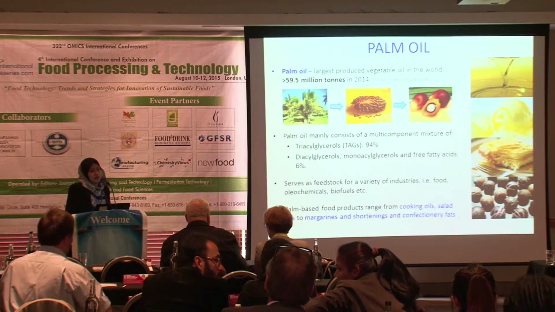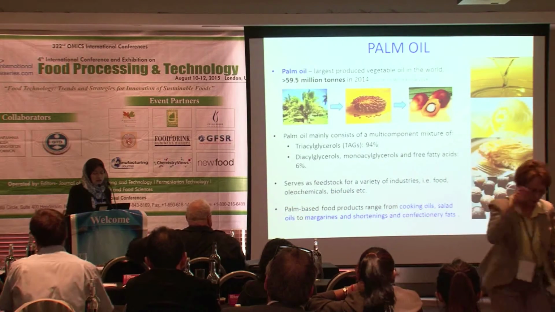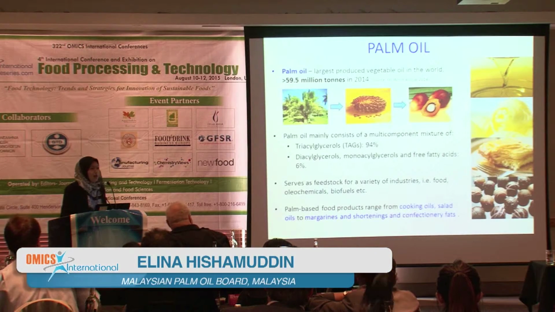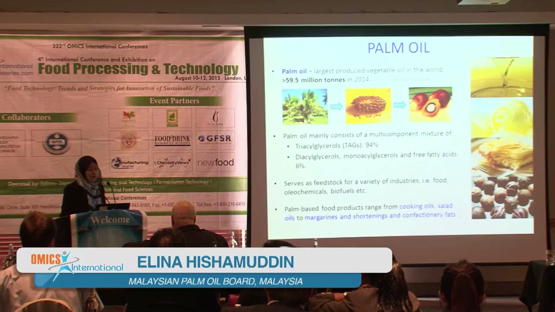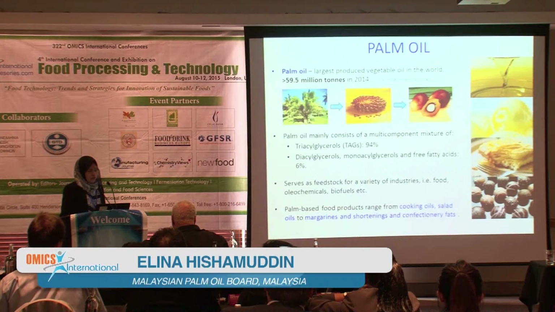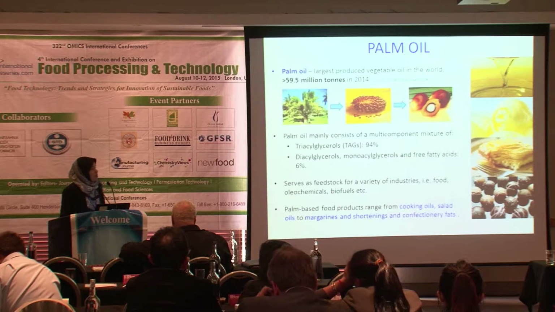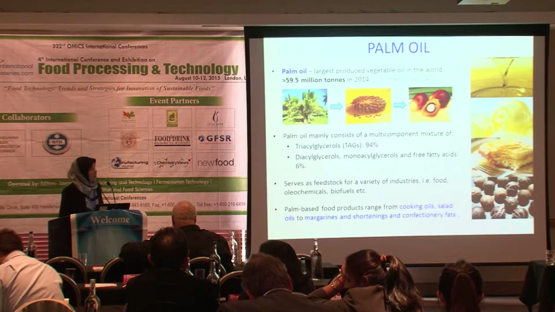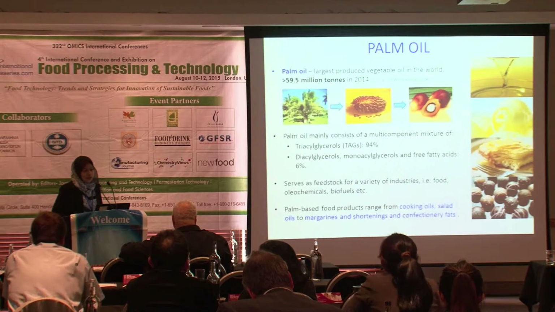Palm oil is usually used in a variety of industries such as the food, oleochemicals, and biofuels. And within the food industry, worldwide, palm oil is used for the production of cooking oils, salad oils. We also use palm oil for the production of margarines and shortenings, and also as a base stock for confectionery fats.